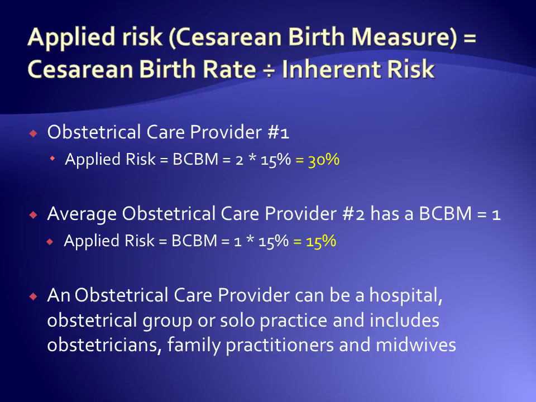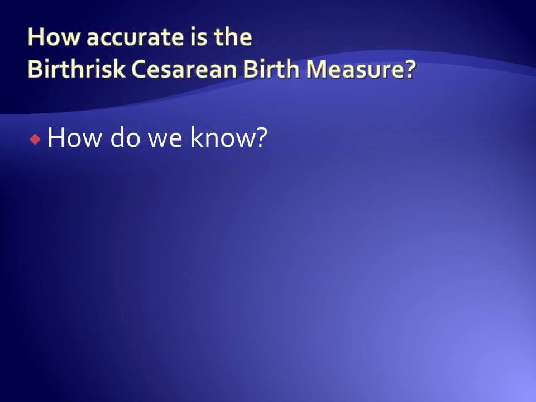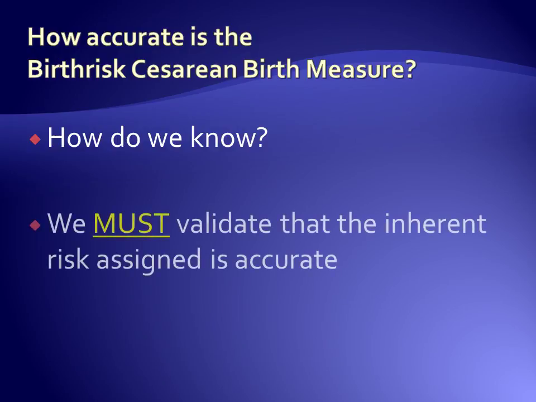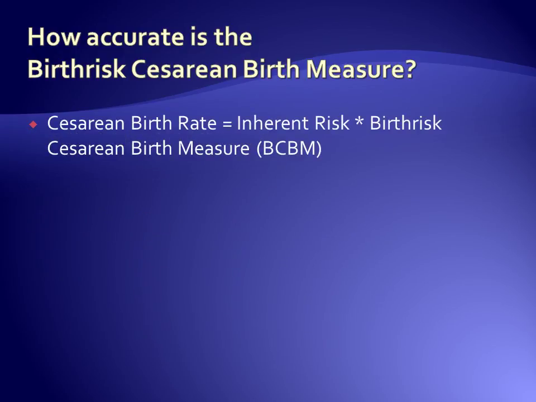The unique method used to assign inherent risk gives the Birthrisk Cesarean Birth Measure the ability to provide results by hospital, obstetrical group, or solo practice, and includes all obstetricians, family practitioners, and midwives. I have shown you how I created the Birthrisk Cesarean Birth Measure, but how do we know it accurately measures the risk applied by the obstetrical care provider to their population of patients? The answer is that we must validate that the inherent risk assigned is accurate. To do this, we must go back to our original equation.